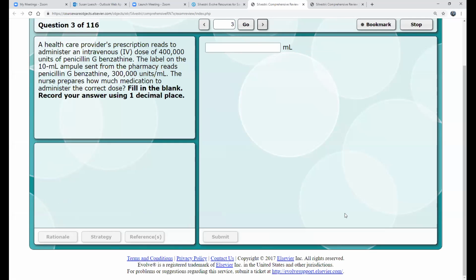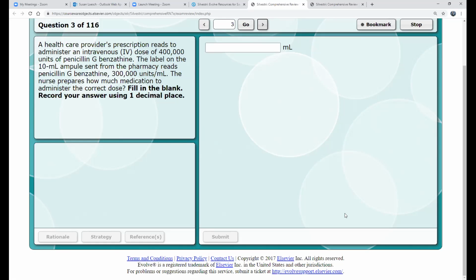Okay, now let's read the question. The question says the nurse prepares how much medication to administer the correct dose. So this is a desired over have question, and that's how you're going to set it up. The healthcare provider's prescription reads to administer an IV dose of 400,000 units of penicillin. The label on the 10 ml amp from the pharmacy reads penicillin 300,000 units per ml. The nurse prepares how much medication to administer the correct dose?